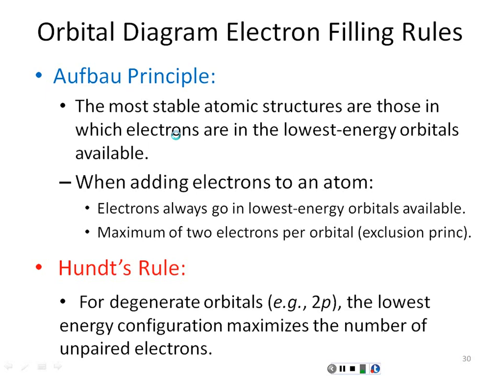The next rule is Hund's rule, and that states for degenerate orbitals, so for orbitals with the same energy level, the lowest energy configuration maximizes the number of unpaired electrons. And we're going to see examples of these 2 rules.